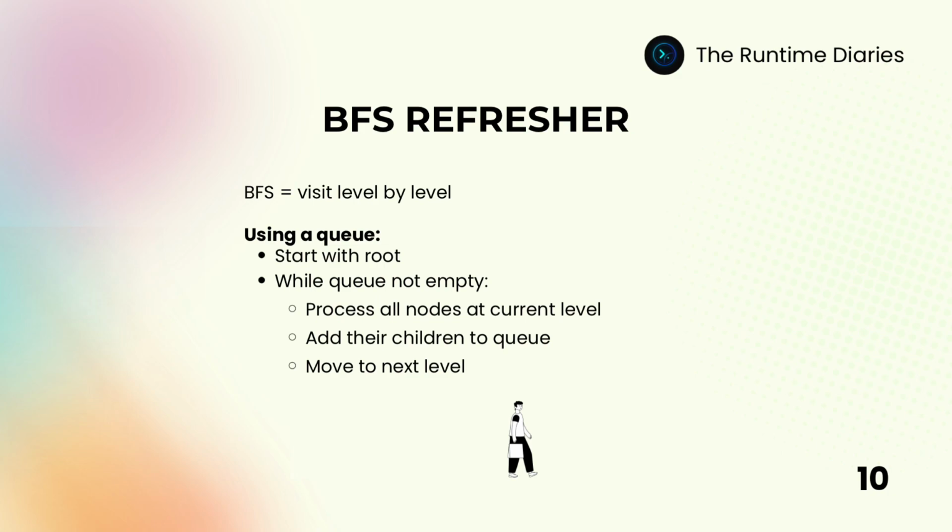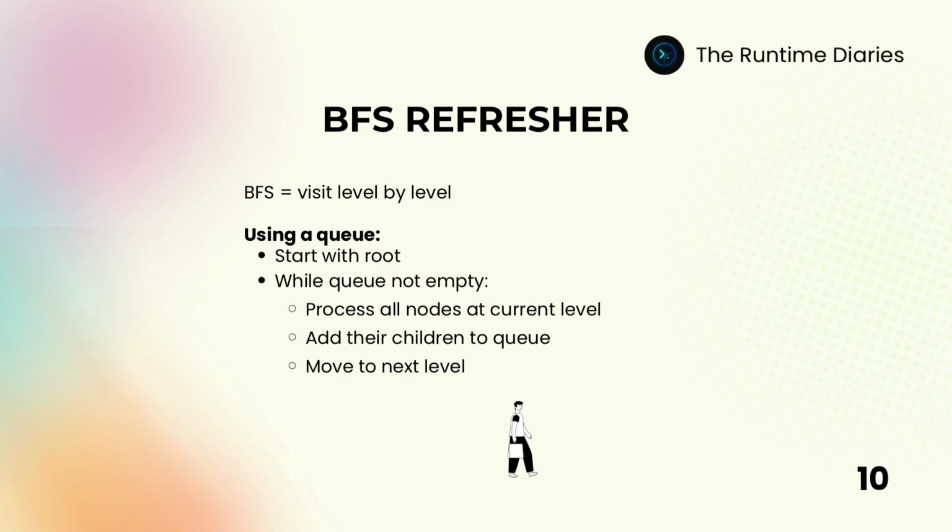BFS traverses the tree level by level using a queue. A queue is a first in, first out data structure, like a line at a coffee shop. The steps here are: push the root into the queue. While the queue has items, process everything currently inside it. That's one level. For each node you process, add its left and right children to the queue.